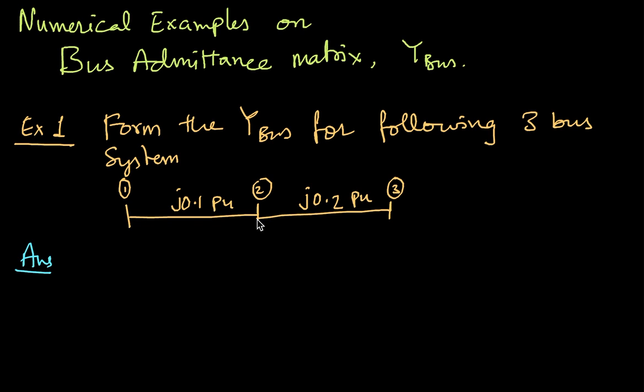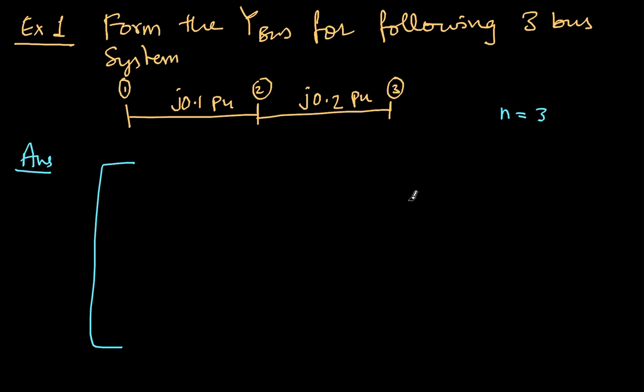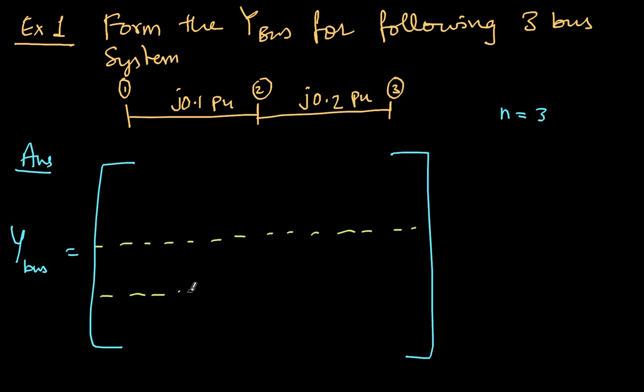Now you know that there are three buses, so n equals 3, that is the size of the system. Therefore, the size of the Ybus will also be 3 by 3. So let's have a 3 by 3 Ybus. It always helps if I just mark the rows and columns like this. This is my habit of doing it. So now I have the first, second and third columns, and the first, second and third rows.